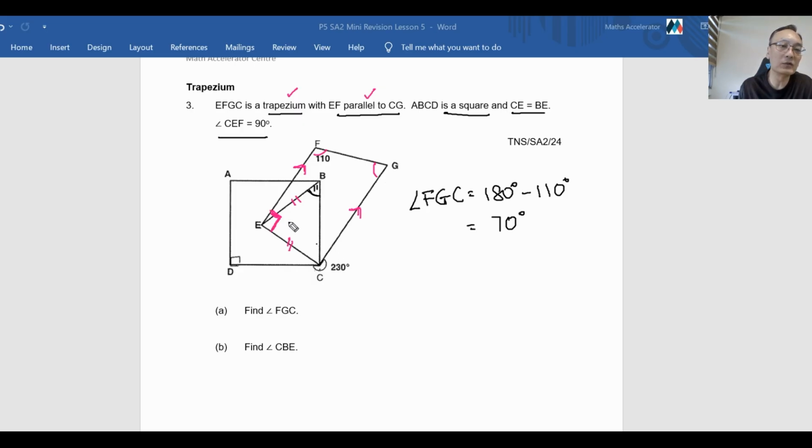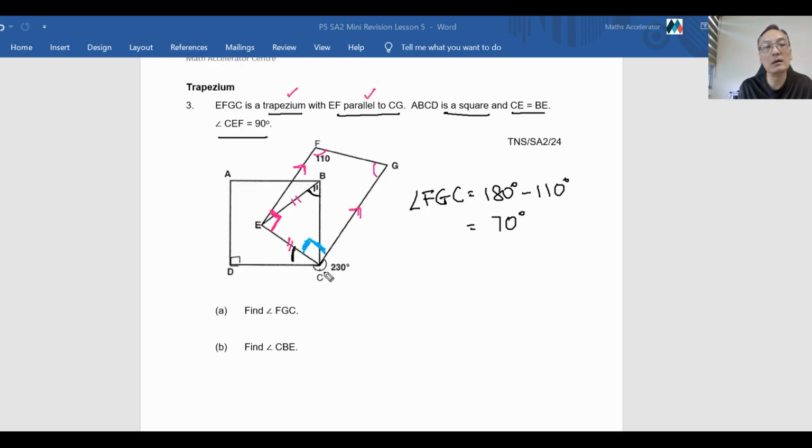If this portion is 90 degree, that means this portion is also equal to 90 degree. This part is also 90 degree because the adjacent angles between the parallel lines will add up to give you 180. Next. So if this is 90 degree, then we can find this angle first, right? So let's calculate this angle. This angle is angle ECD.